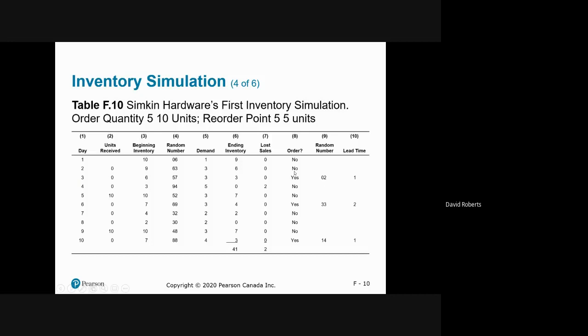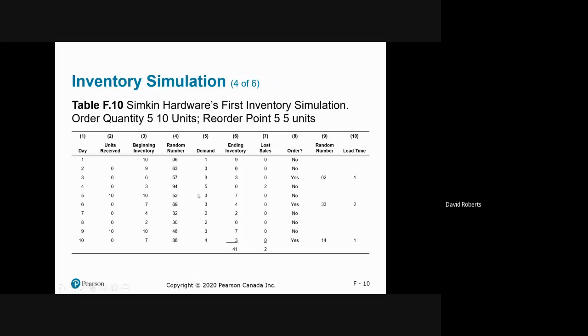No. Day number 3, you start the day with 6, random number of 57, which is demand of 3. You have 3 left. Do you need to order? Yes. You have a random number of 2, all right, and a lead time of 1, because the lead time will vary.